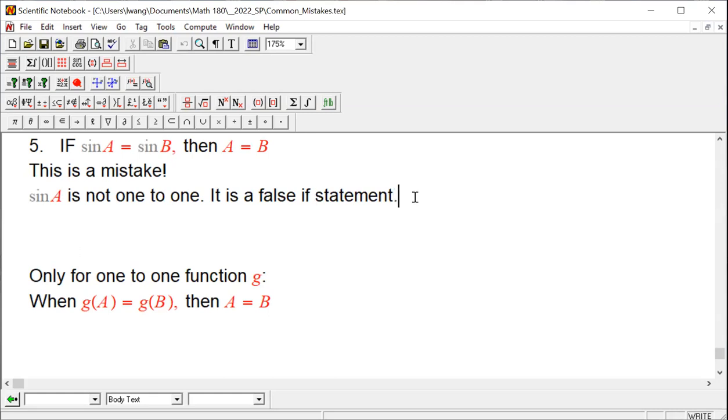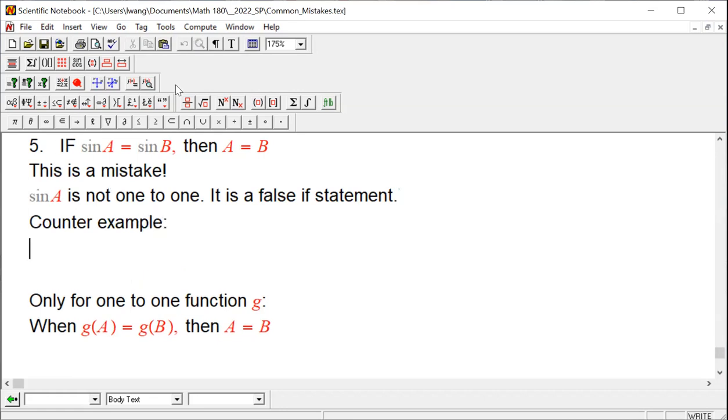And we can easily give a counterexample. Sine 0 equals sine pi, isn't it? Because sine 0 equals 0, and sine pi is equal to 0. Can we say 0 equals pi? 0 does not equal pi. So this is the mistake.